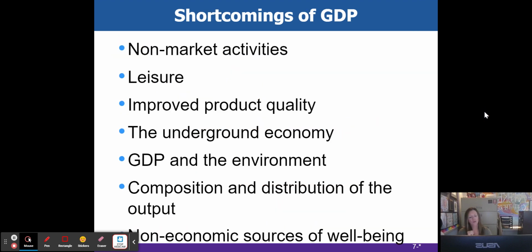All right, so let me talk about a few of the shortcomings of GDP. GDP can tell us a lot of things. It can tell us how big the economy is. It can tell us what kinds of things the government spends its money on, what kinds of things other parts of the economy spend their money on. But there's a lot of things it doesn't tell us.